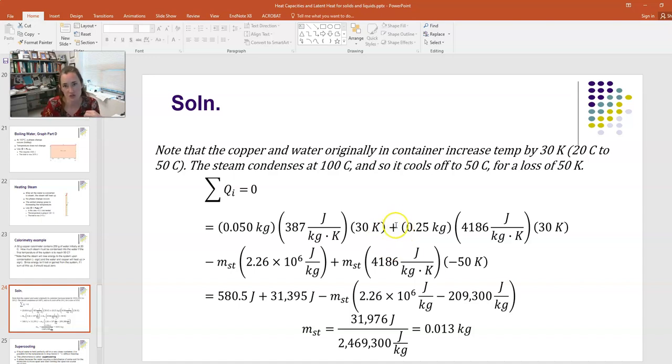My next contribution to the sum of the Q's is the increase in temperature of the water that was already in the calorimeter.